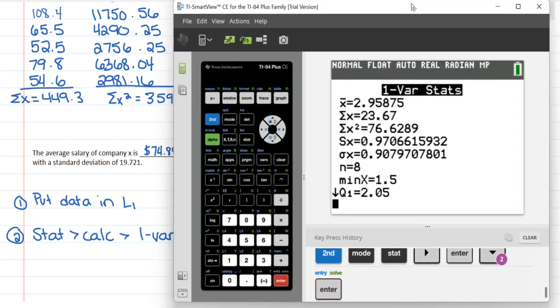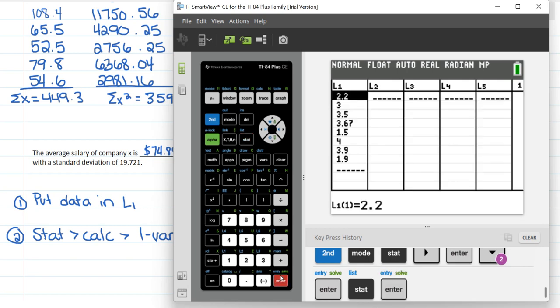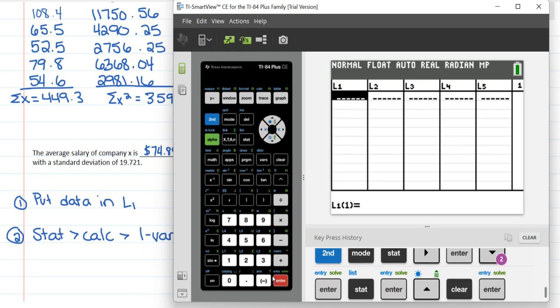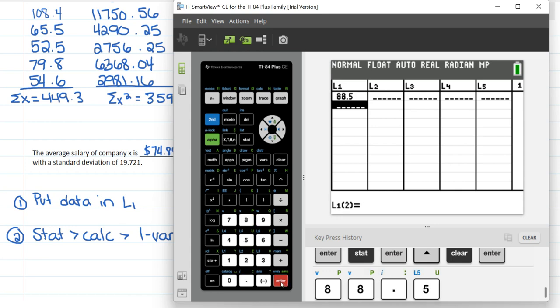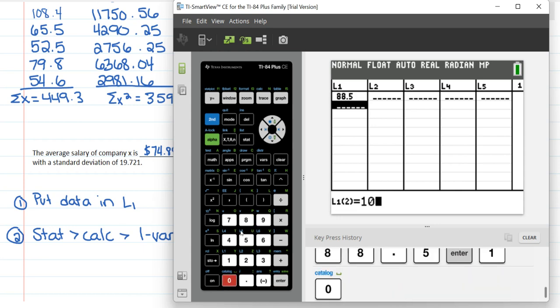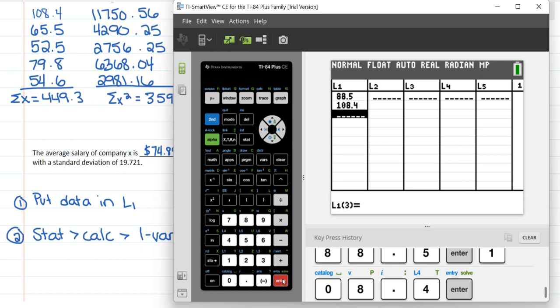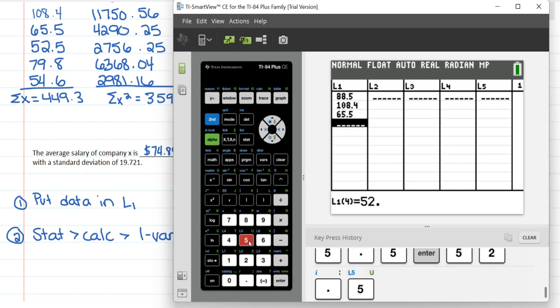Okay, so if I put this in a list, I'm going to go to stat, edit for my list, and then go up to L1 and clear it because I got stuff in there. Enter. Okay, I'm going to put this in. So I had 88.5, 108.4, 65.5, 52.5, 79.8, and then 54.6.